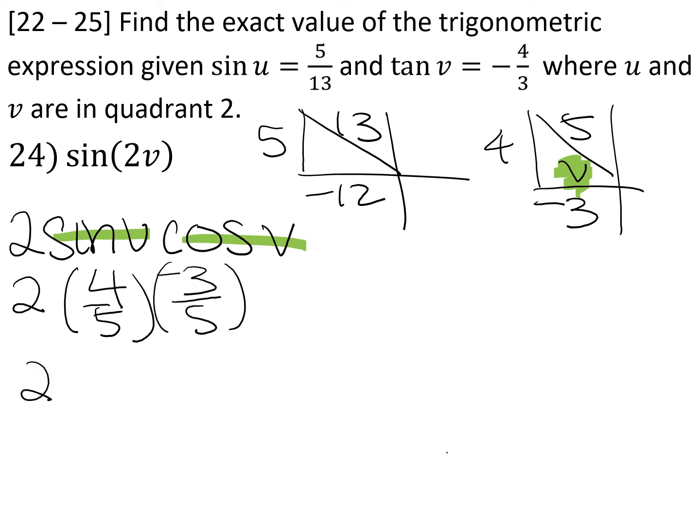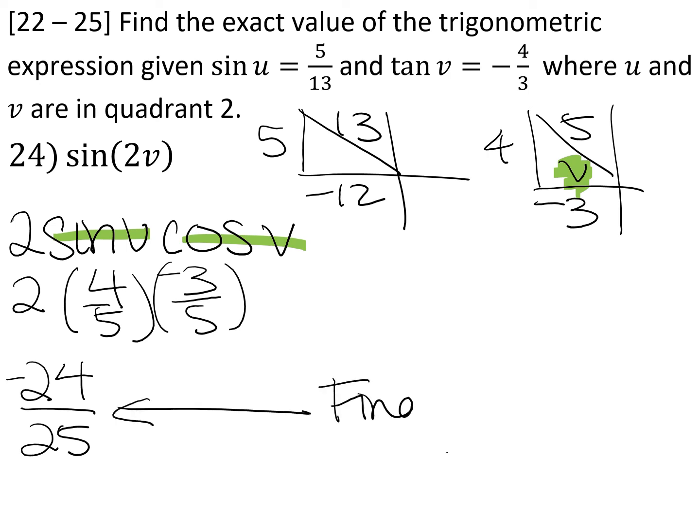And 2 times 4 times 3, that would be -12, -24. 5 times 5 is 25. Final answer. Okay, and that's what I got for last year. Yes. Okay, one more like this.